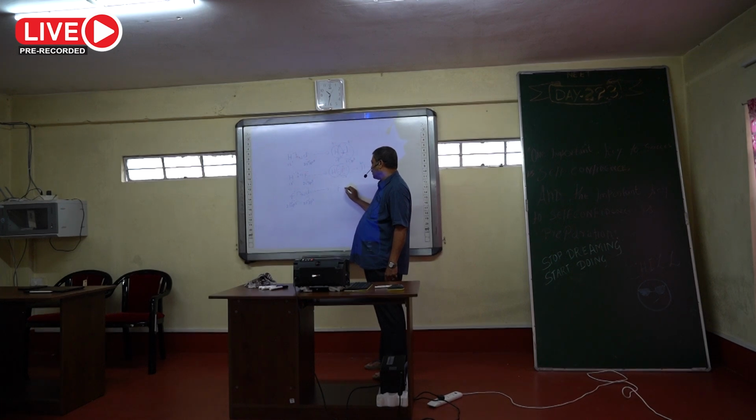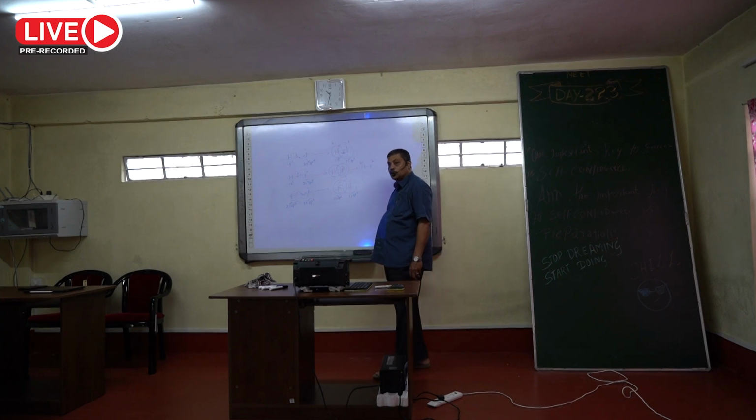So a bond is formed between fluorine and chlorine. Each atom acquires a stable octet. This becomes 2s2, 2p6. This becomes 3s2, 3p6. Now both are happy.